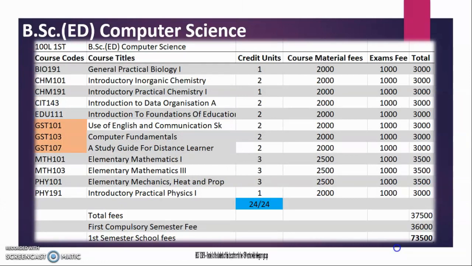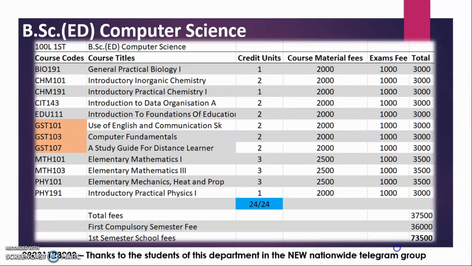B.Sc Computer Science Education, 100 level first semester. These are the courses you are supposed to offer as a brand new student in this program, in this department. You offer all of these courses, 12 of them, amounting to 24 credit units. These are the credit units.